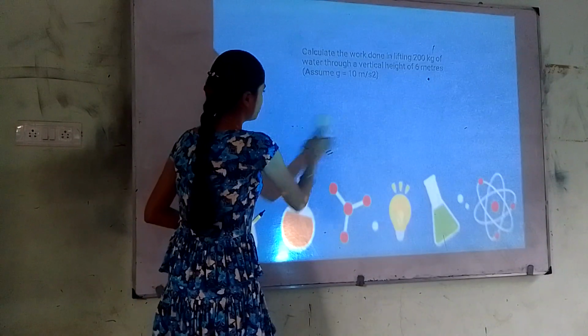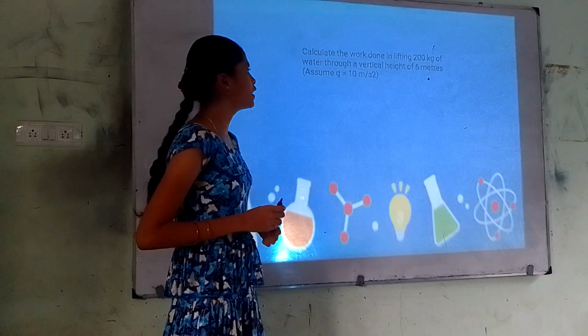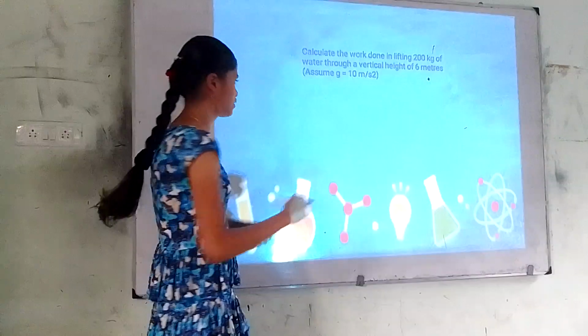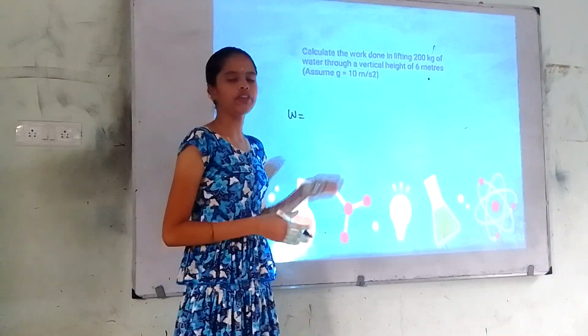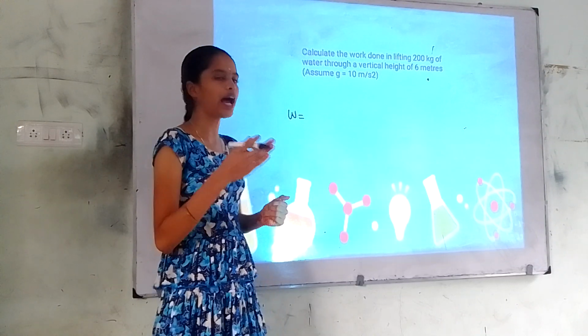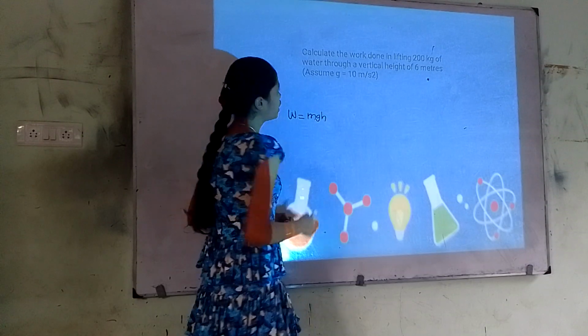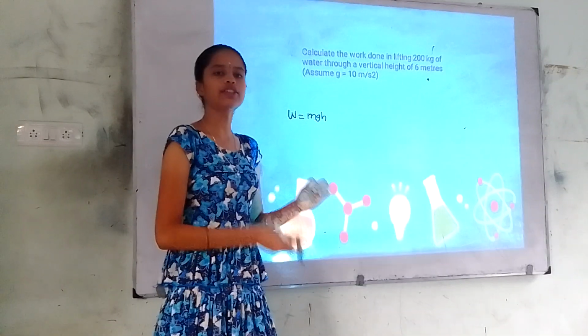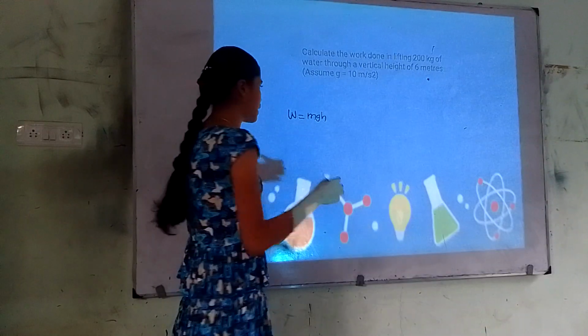Calculate the work done in lifting 200 kg of water through a vertical height of 6 meters. Here the work done is against the gravity. We already saw if the work done is against the gravity, we will get the formula as mgh. Here we are lifting the body, so it is opposite to the direction of the gravitational force. So we will take as minus mgh.